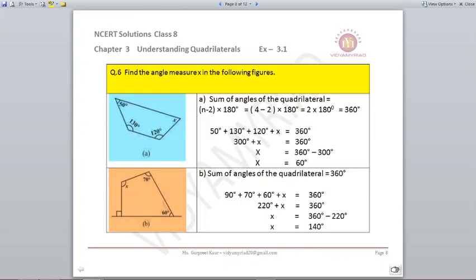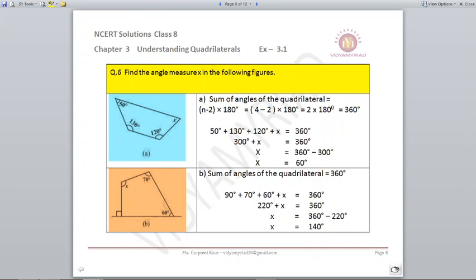Now, let us find the measure of x in the following cases. You are given a shape of a quadrilateral. If you see, there are 4 sides. What is the angle sum property of a quadrilateral? It is 360 degrees. 3 angles are given to you. You have to find the last angle x, which can be found by subtracting from 360 degrees. So as per the question, 50 plus 130 plus 120 plus x is equal to 360 degrees. So the x value comes out to be 60 degrees.